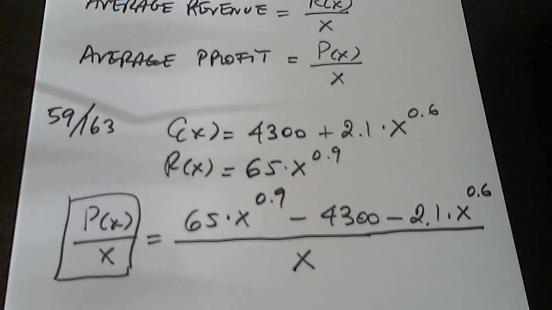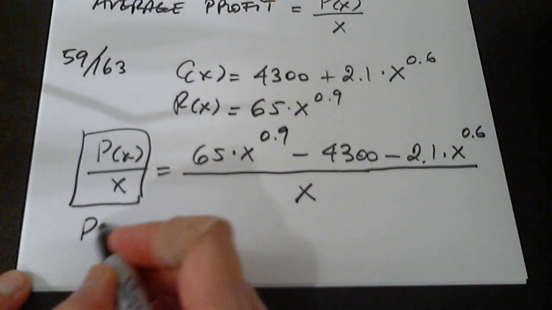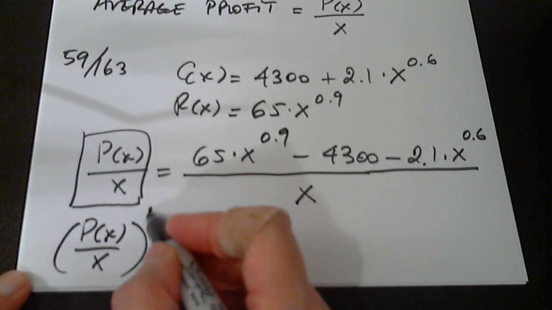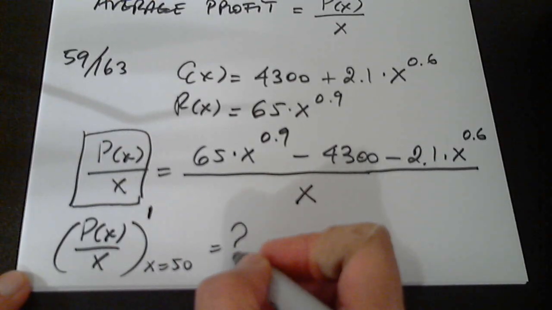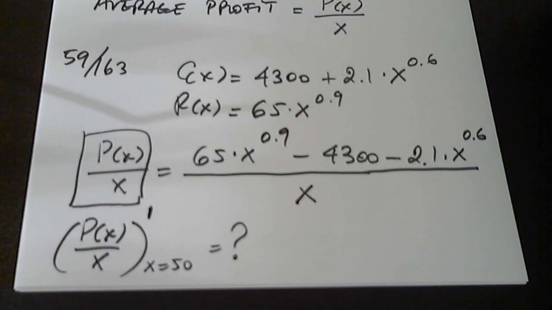Now, they want us to find the derivative of P of x over x when x equals 50. So let's read the problem one more time and understand the concepts and what it's asking. We have the cost function, we have the revenue function. Now the question: find the rate, which is the derivative, at which the average profit is changing when x equals 50.